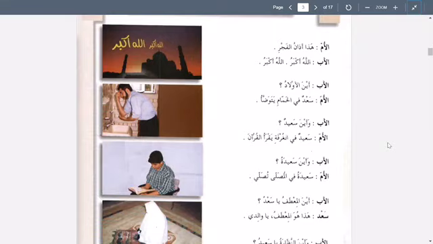Sa'du fi al-hammam yatawadda. Ooh, yatawadda. It's kind of a long one. Yatawadda. Very good. Wa aina Sa'id. Sa'id fi al-ghurfati. Al-ghurfati. Yakra al-Quran.